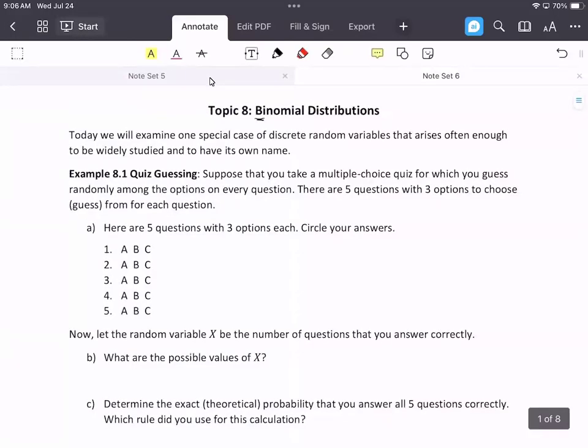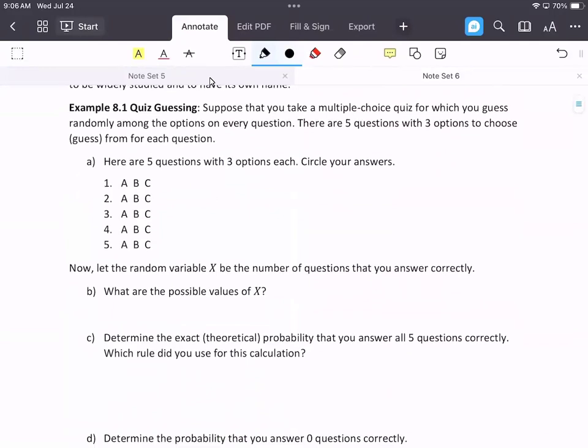So let's start with an example. A lot of times that's the easiest way to get in and see how these actually work. Suppose you're taking a multiple choice quiz for which you randomly guess among the options on every question. It's not like if you get number one wrong, you can't get the rest of them right. They're each independent of each other. There are 5 questions with 3 options to choose. Well, in this case, we're going to guess for each question. So, here are the 5 questions with 3 options each. Circle your answers. So please take a moment, pause the video, and circle an answer for each one of those.